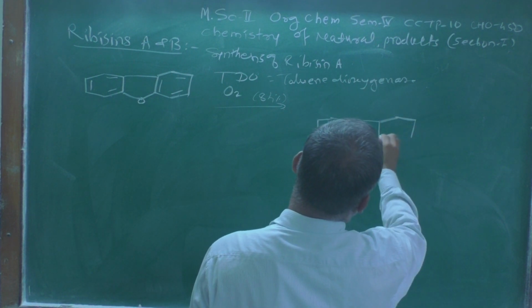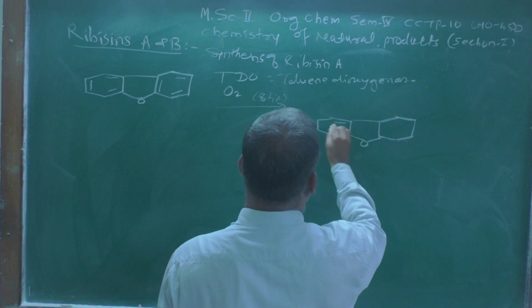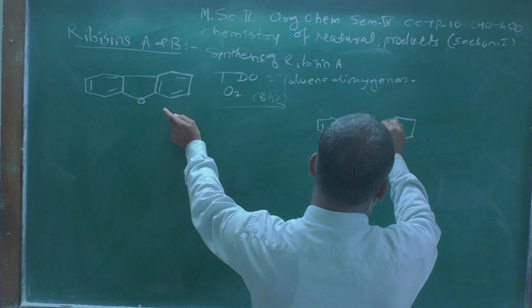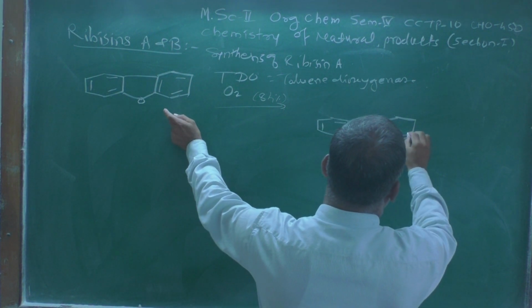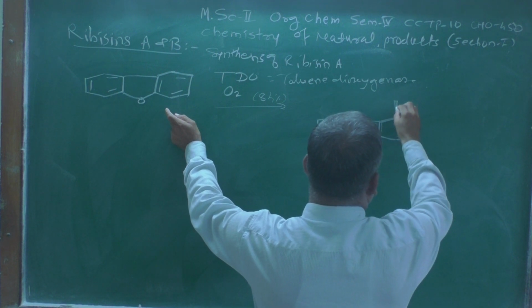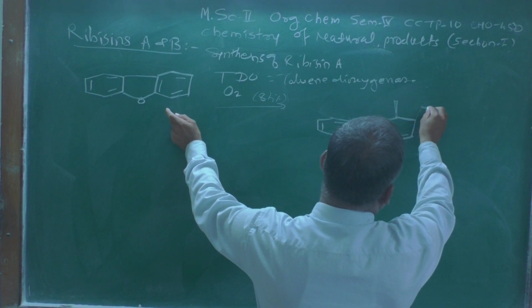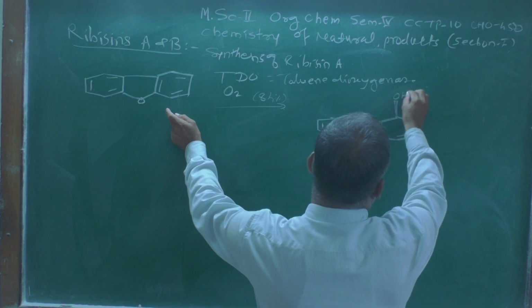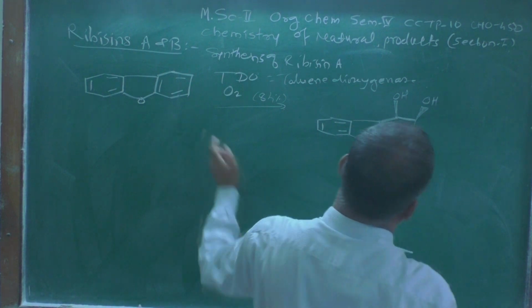So let me draw that compound. This part of the compound remains as it is, this double bond and this double bond remain as they are, and here you are going to get the cis diol, as we know, OH and OH.